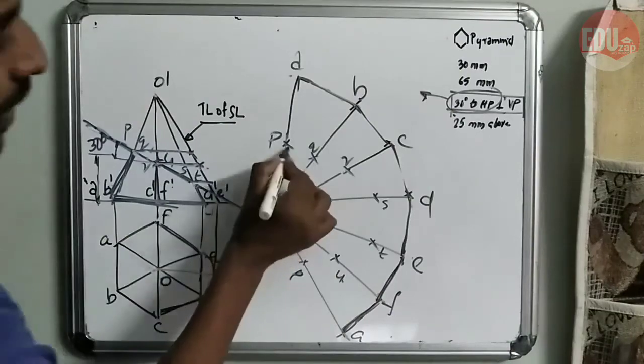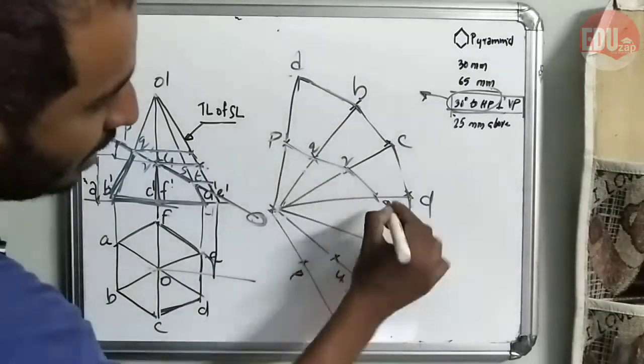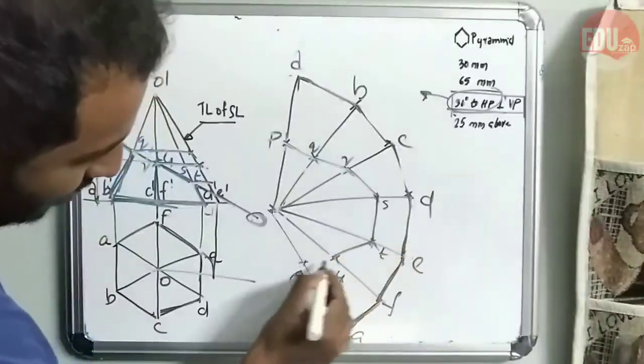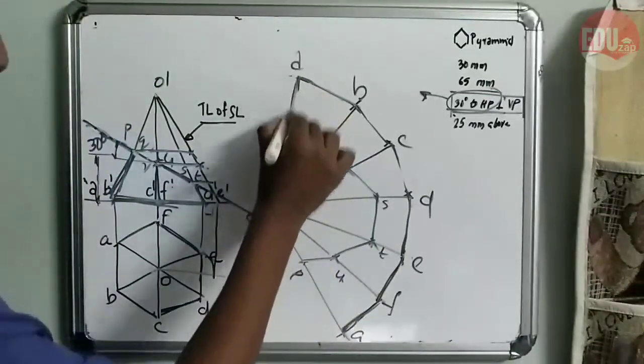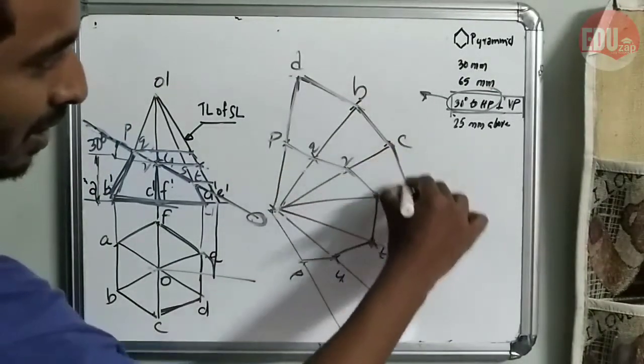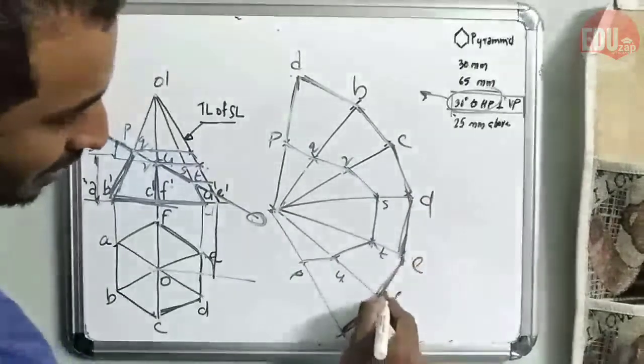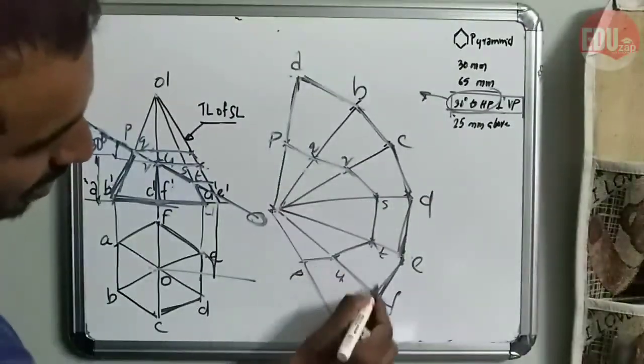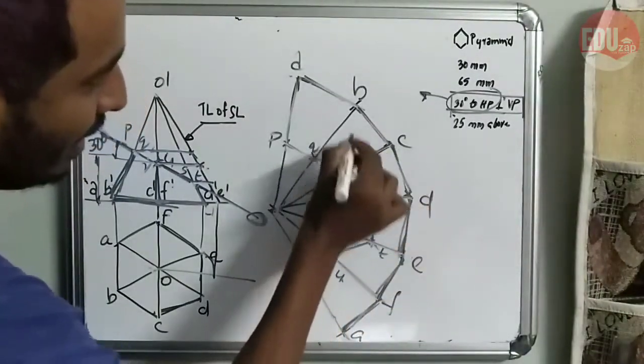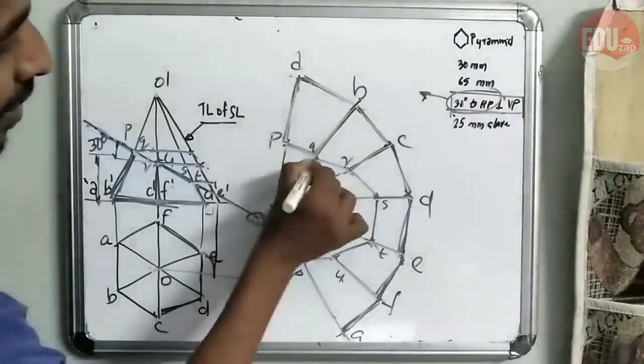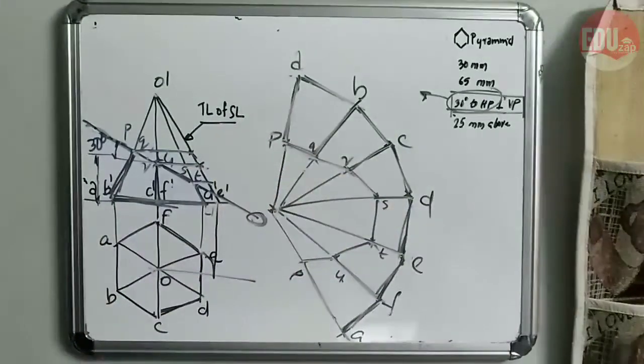Then join these points. You just draw this much portion in thick because these are the development of the lower portion of the pyramid and these are the portions we have trimmed.